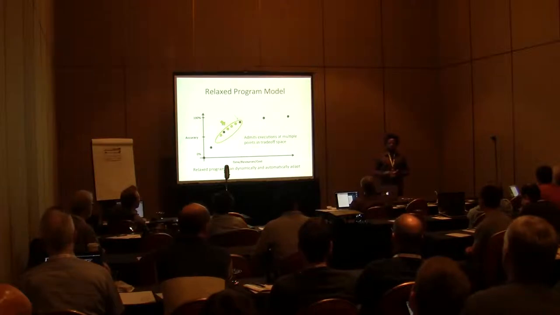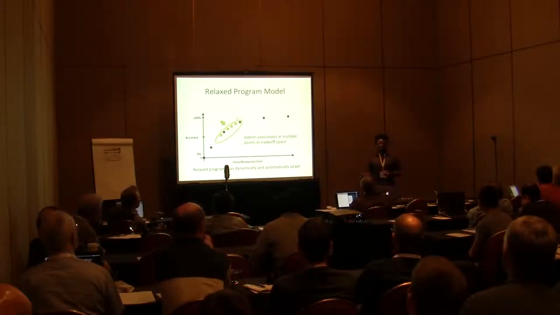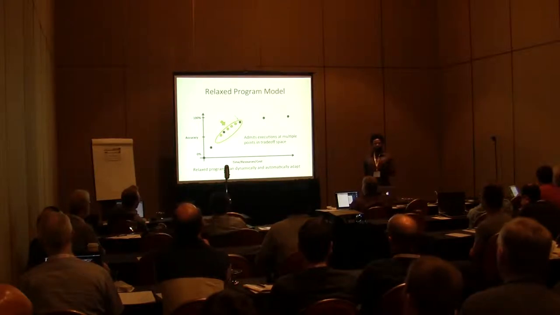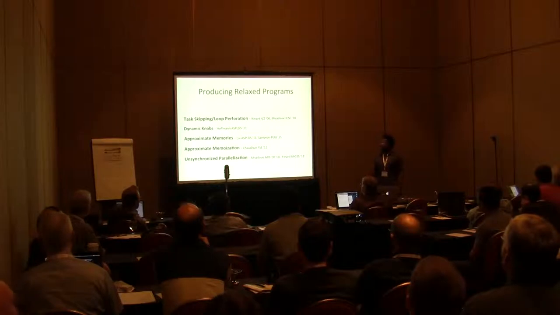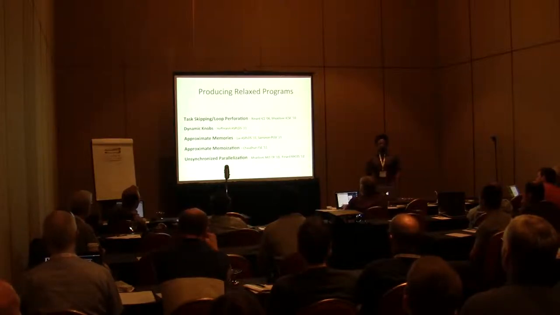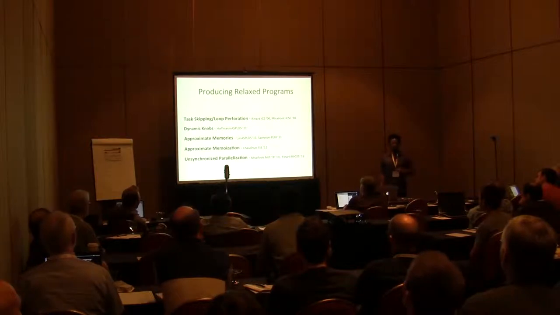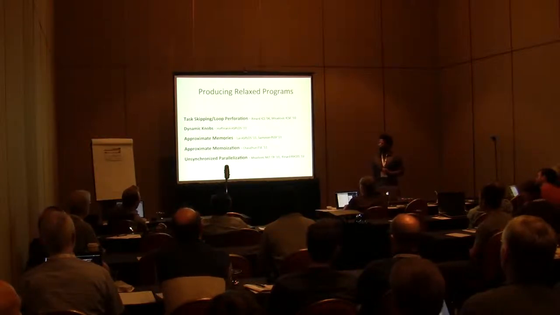So not only are you able to trade accuracy for increased performance, but you can now have applications that can notice that they've lost computational resources, for example, scale back and do something different, drop some accuracy there to keep up with the demand. Now, there are a couple of ways that we've seen in the community of how we go about producing these relaxed programs. So at the top, we have something like task skipping, loop perforation, where we have some large distributed computation, and we're going to drop some tasks. We're just going to drop some of that work that we should do and still compute a result.